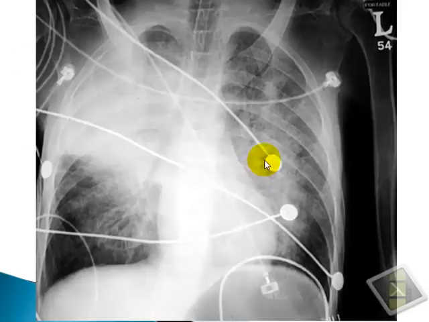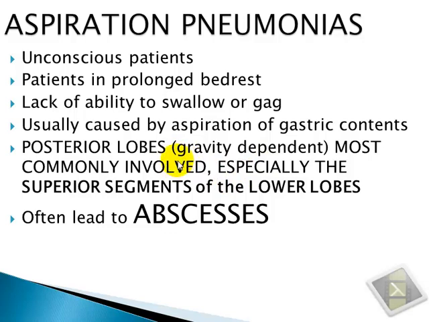They mainly affect the posterior lobes. Why posterior lobes? Because they are gravity dependent. But gravity dependent should be the basal lobes, so why posterior lobes? Because the patient is most likely lying down. The patient is bedridden. So in these bedridden patients, the basal areas will not be gravity dependent. The gravity dependent areas will be the posterior lobes.